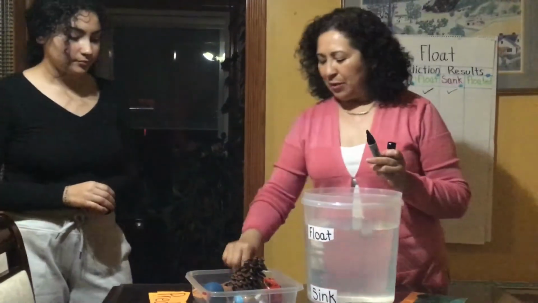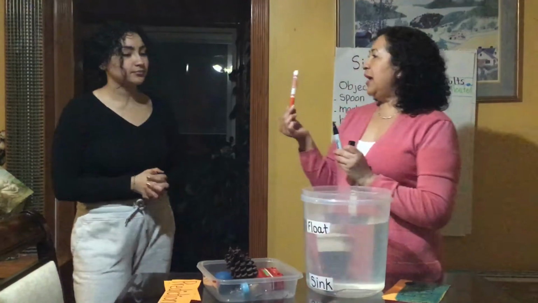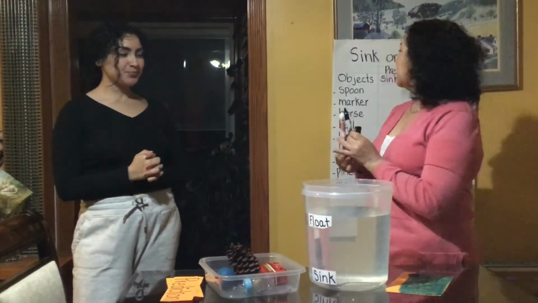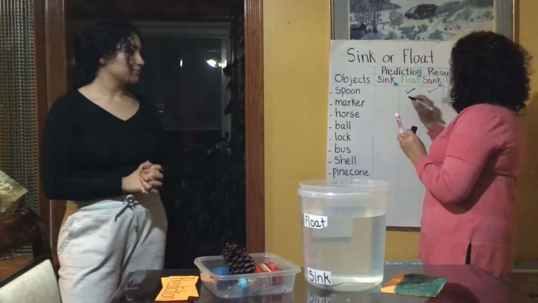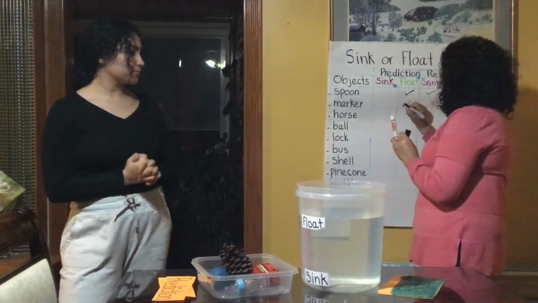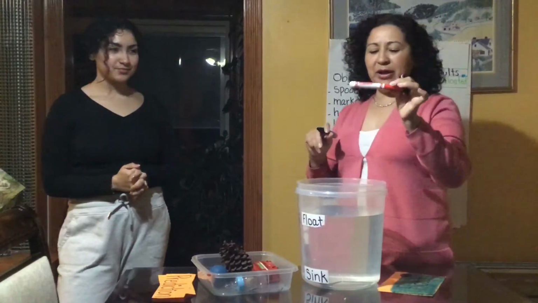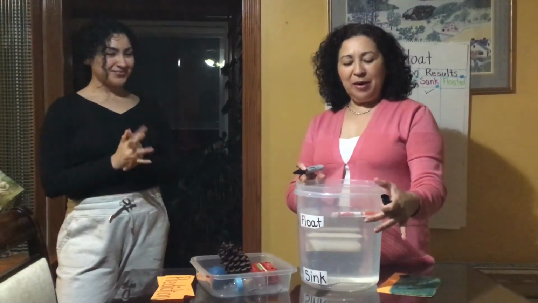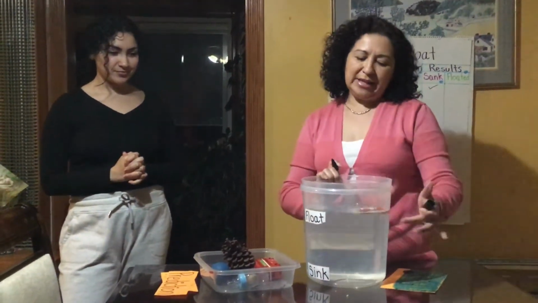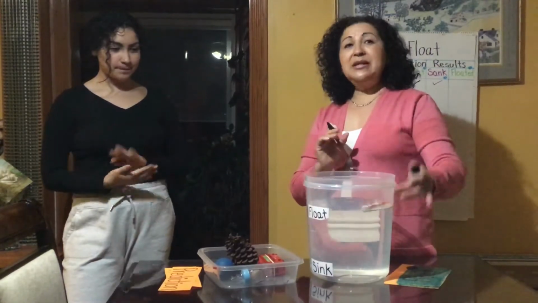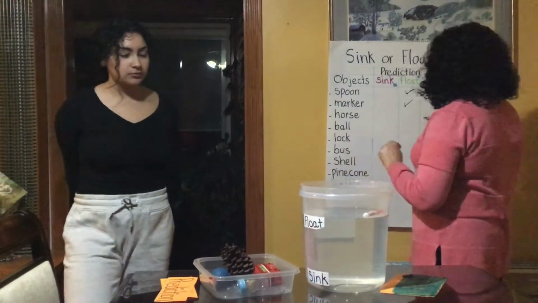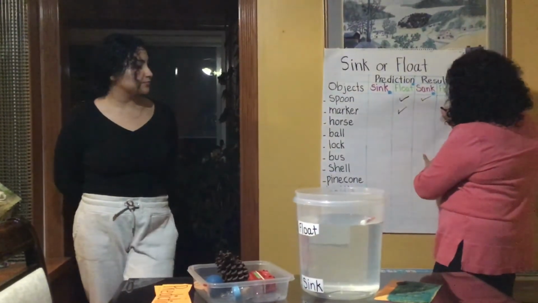Now the next object we have is the marker. What do you think about the marker, Amy? I think float. Okay, Amy says the marker is gonna float. And now here goes the marker. Look, boys and girls, what happened to the marker? The marker is above the water, if you can see it over here. So that means that it's floating in the water. It floats. You were right, Amy. The marker floats.